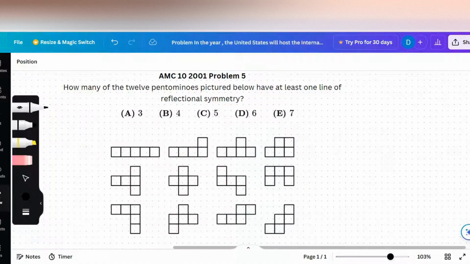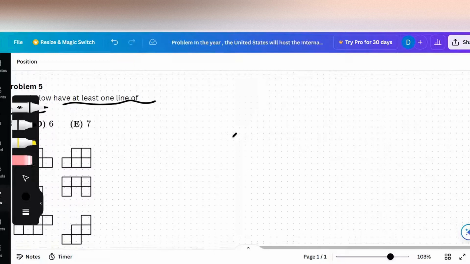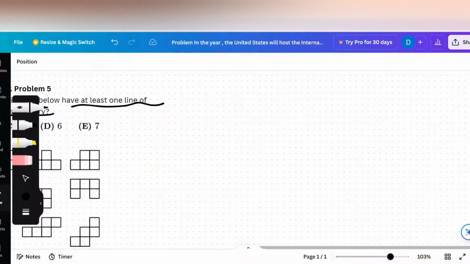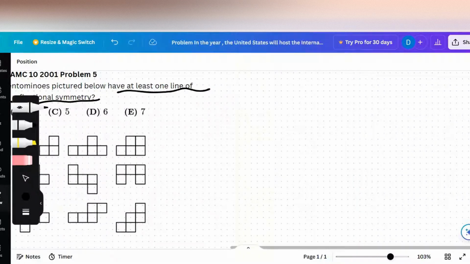The requirement for these pentanomials to be listed in the group is that it has to have at least one line of reflectional symmetry. And what is that exactly? To give a description, one line of reflectional symmetry is just one line dividing the figure into two or more equal parts. And the two equal parts have to be symmetric.